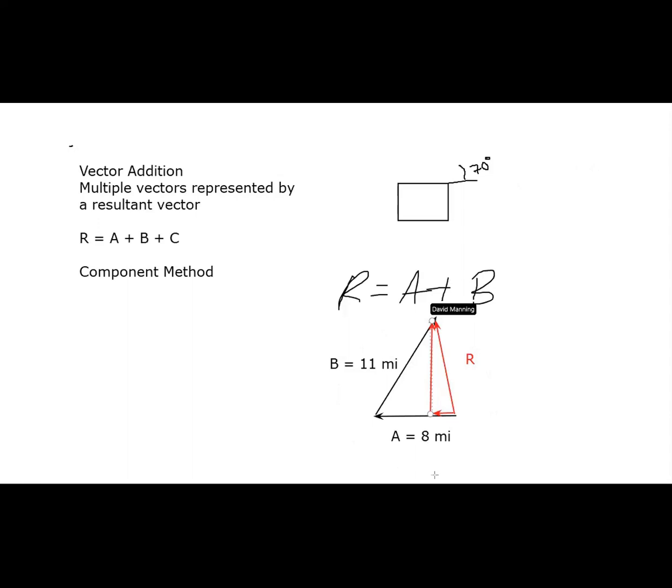This is how you do it graphically. This is what we're going to do in the lab. Now, you wouldn't put these two in. So you would draw A, and then at the head of A, you make a coordinate axis, and then you draw B, and then you draw R from start to finish, and you would measure R. That's called the graphical method of vector addition. You actually physically draw them out.